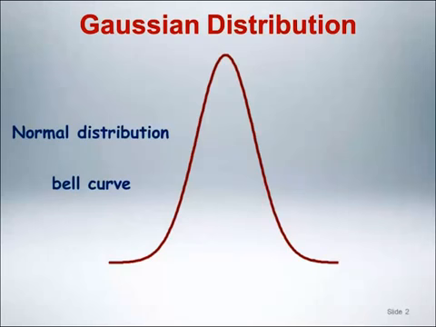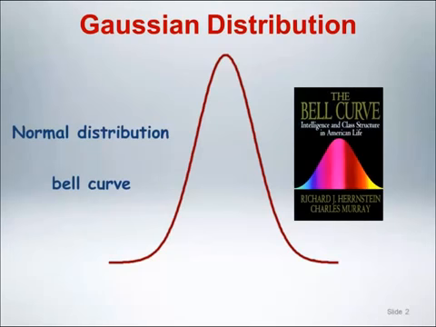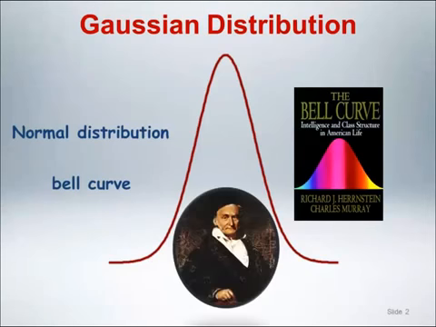The term bell curve was brought to prominence in the mid-1990s with the publication of the book The Bell Curve: Intelligence and Class Structure in American Life, a book you may or may not remember. It was a best-selling but somewhat controversial book. The term Gaussian actually refers to Carl Friedrich Gauss, a prominent German mathematician and scientist who derived the distribution in 1809 to describe the error curves for planetary orbits.